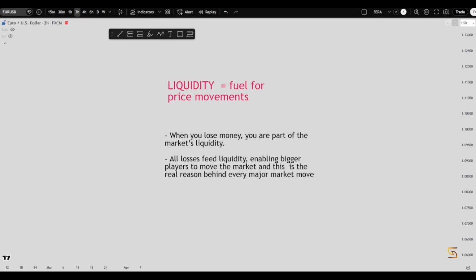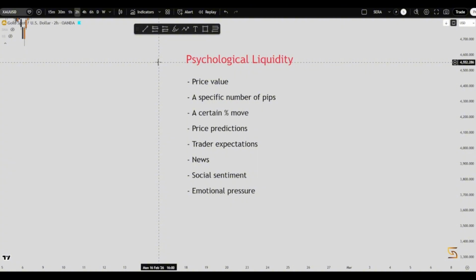The last thing you have to know is there are two types of liquidity. Psychological liquidity: price value, a specific number of pips, a certain percent move, price prediction, trader expectation, news, social sentiment, and emotional pressure.